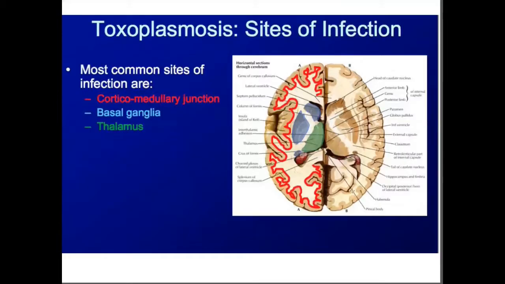There are some typical sites for the toxoplasmosis. Most common sites of infection for toxoplasmosis are corticomedullary junction, as you can see right here in red color. Second one is basal ganglia with turquoise color. And the third one is the thalamus, as you can see right here. So these are the three common sites of toxoplasmosis infection.